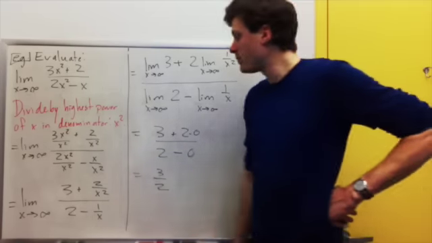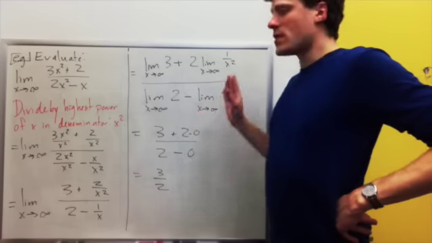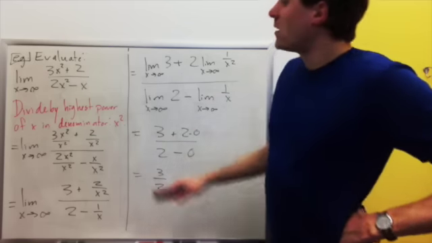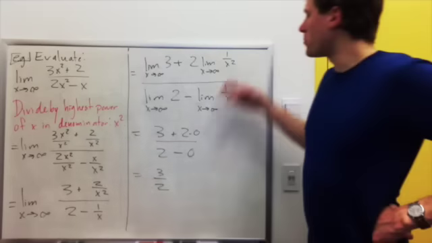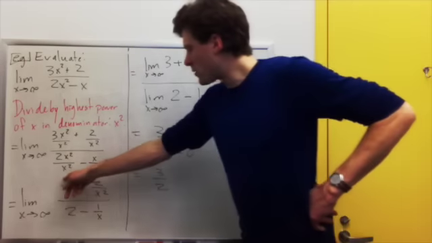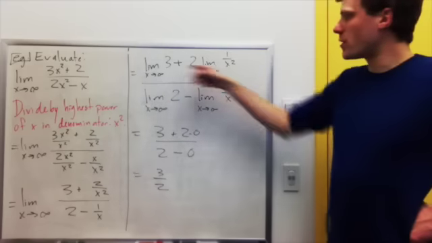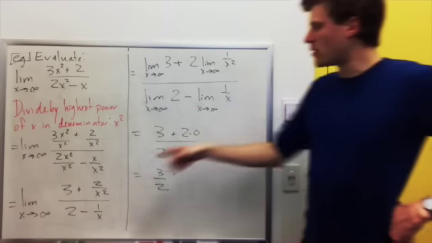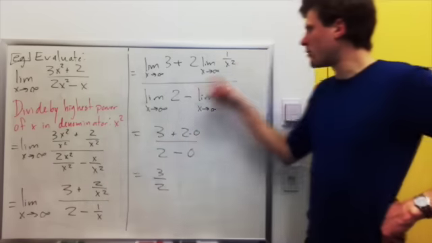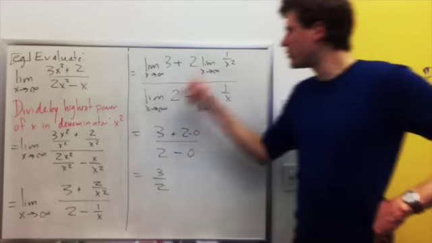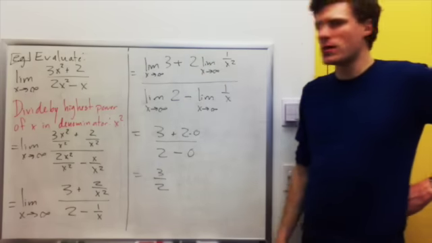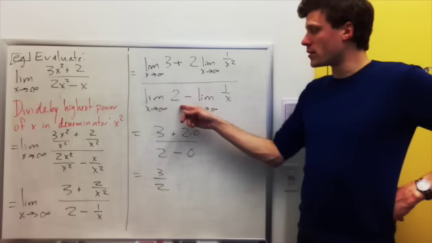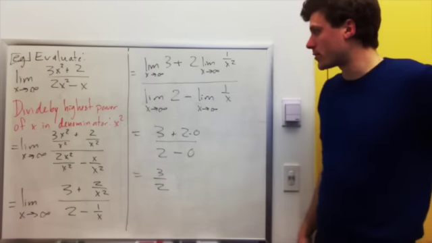Just this one time, I'm going to explicitly show the limit laws going on. This is the limit of a quotient, so I end up with the quotient of the limits. I have the limit of a sum, which turns into the sum of the limits, and the limit of a difference turns into the difference of the limits. Also, this is a constant multiple of 1 over x squared, so I'll pull the 2 out of this limit to give myself the limit of 3 plus 2 times the limit of 1 over x squared, all over the limit of 2 minus the limit of 1 over x.